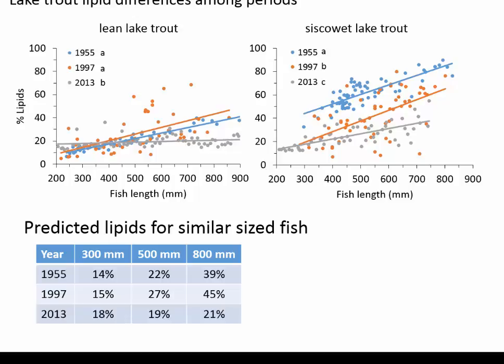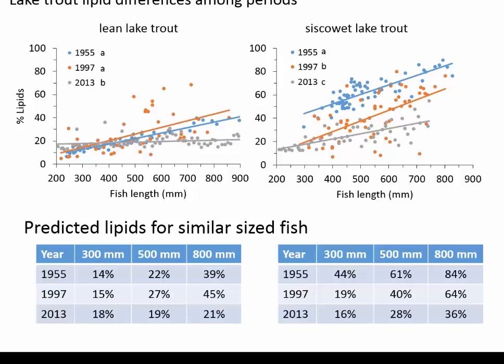For Siskowitz lake trout, a strong relationship with length for all three time periods. All three time periods were distinctly different, and the trend was with time. Highest lipid level values in the 1950s, moderate in 1997, and then fairly low in 2013. Same thing looking at mean values for set lengths of fish. Not much difference between 1997 and 2013 for small fish, but that difference increases as the fish gets larger.